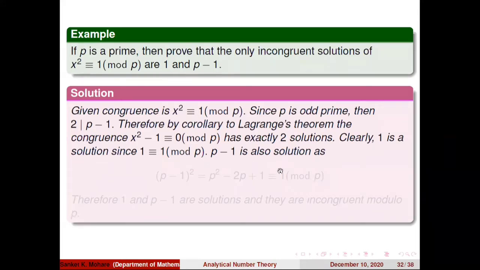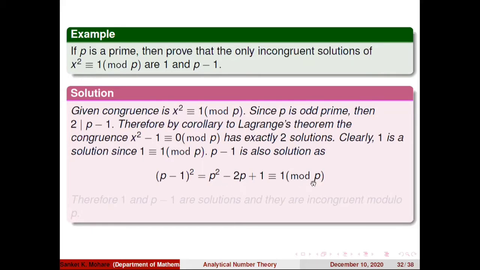p minus 1 is also a solution. If I put p minus 1 instead of x in this congruence, so instead of x, put p minus 1, we get p minus 1 squared. What is p minus 1 squared? The p minus 1 squared is equal to p squared minus 2p plus 1. This is congruent to 1 mod p. How is it congruent?